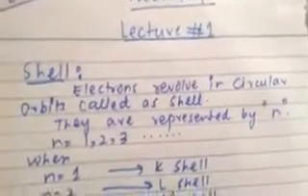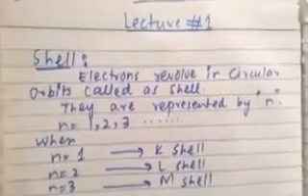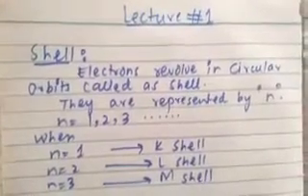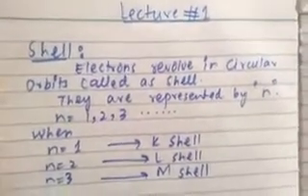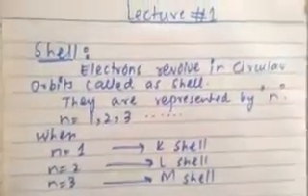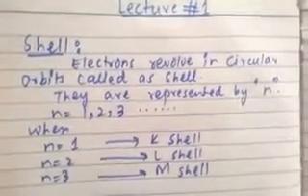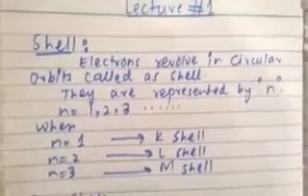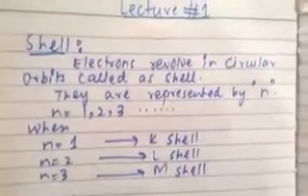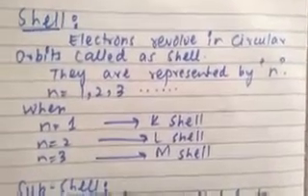So today our topic is about shell. As you know, electrons revolve around circular orbitals. Those circular orbitals in which electrons revolve are known as shells. They are represented by the symbol n, small n, and the value of n starts from 1 and goes on. So the circular orbitals in which electrons revolve are known as shells.